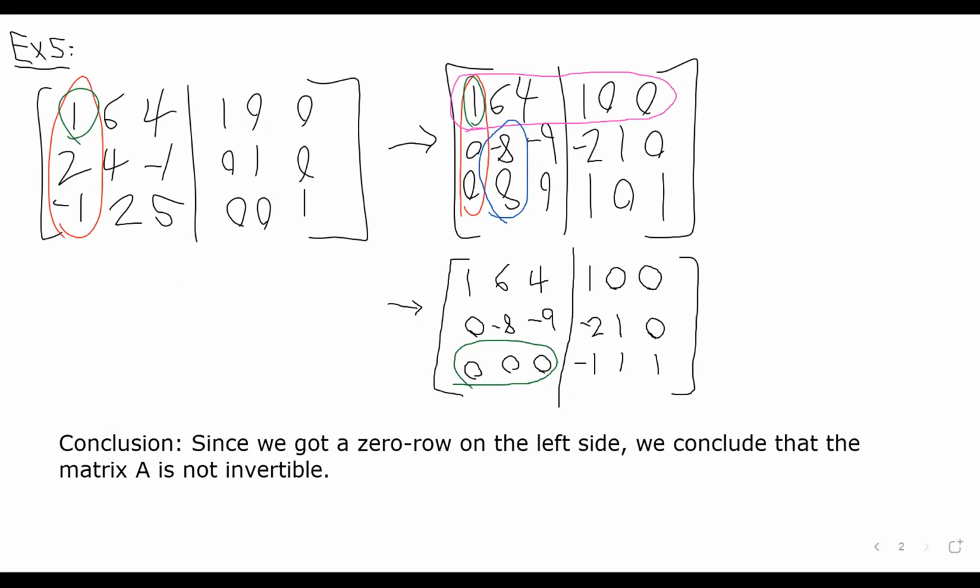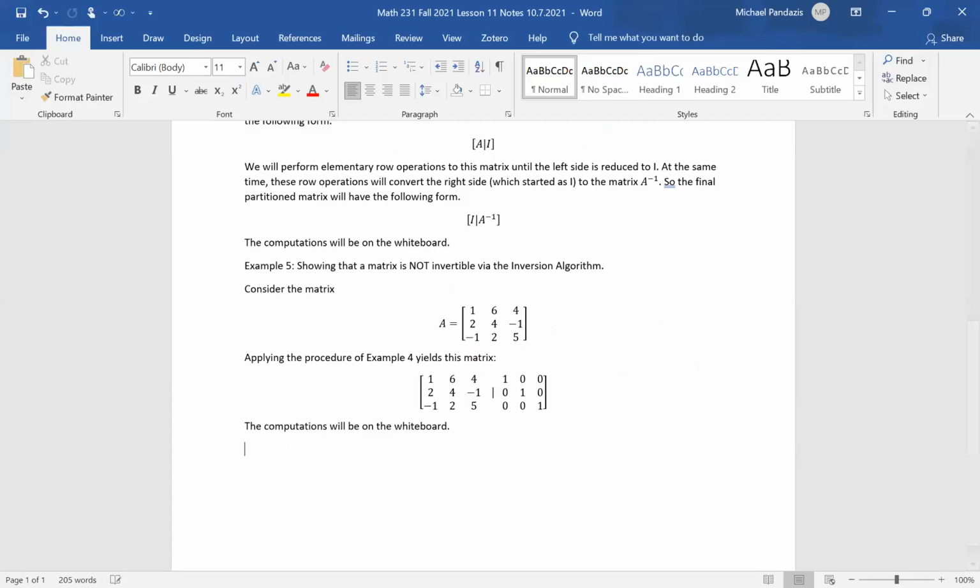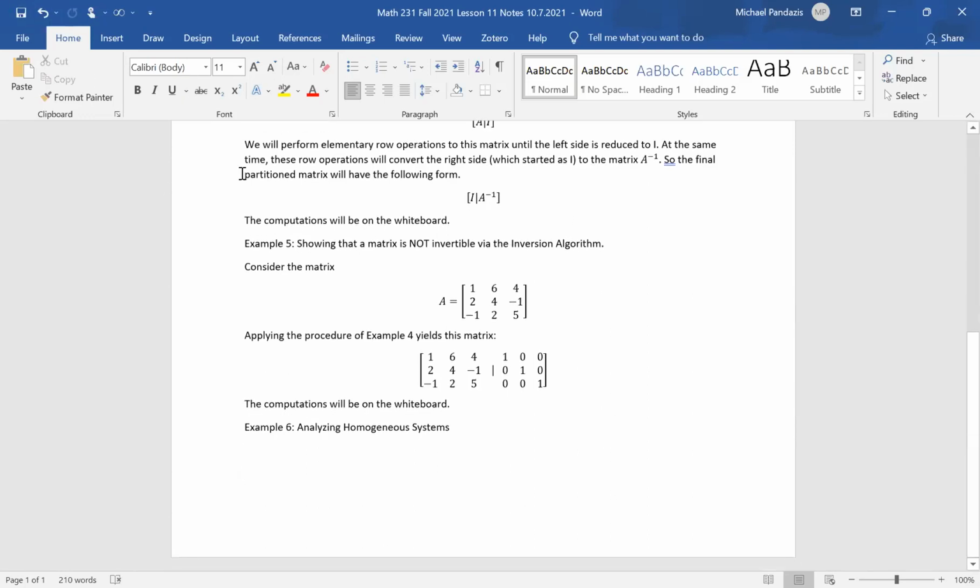Okay, so right, that's example 5. Next is another example, example 6, and example 6 is analyzing homogeneous systems. Remember, a homogeneous system is one in which all the equations equal 0. Generally you have it equal a constant, but for homogeneous systems, the constant on the side is always 0.